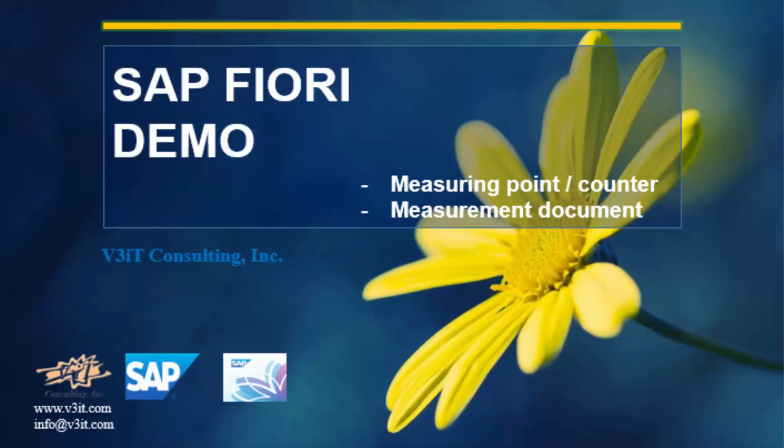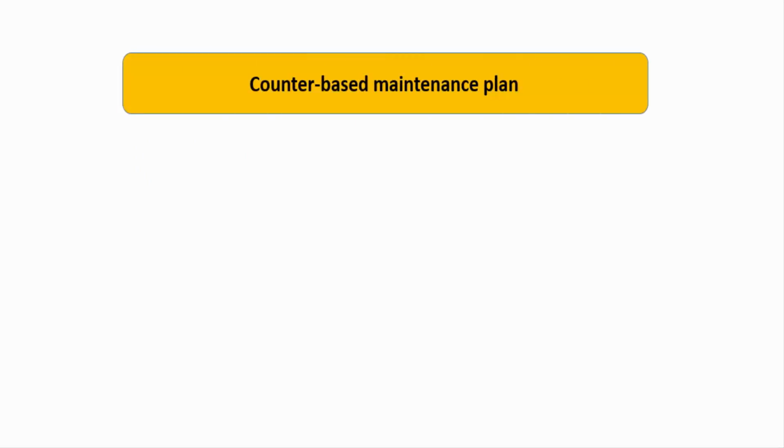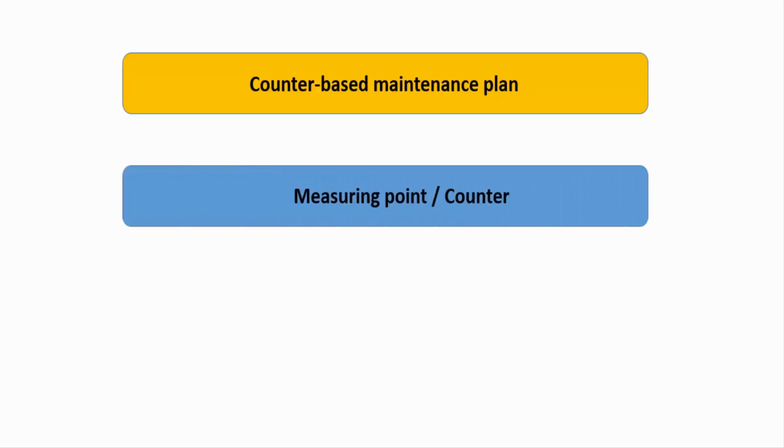Hello. We are going to see the demonstration for Fiori fact sheets measuring point and counters, and measuring document. Measuring points in the SAP system describe the physical or logical locations at which a condition is described, for example, the number of revolutions at a rotor shaft of a wind-driven power plant.